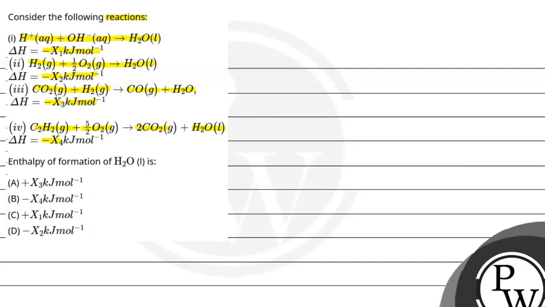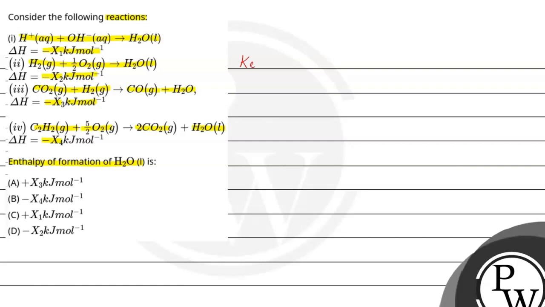We are asked to find the enthalpy of formation of H2O liquid, and the options given are A, B, C and D, where A is plus X3 kilojoule per mole, B is minus X4 kilojoule per mole, option C is plus X1 kilojoule per mole, option D is minus X2 kilojoule per mole.